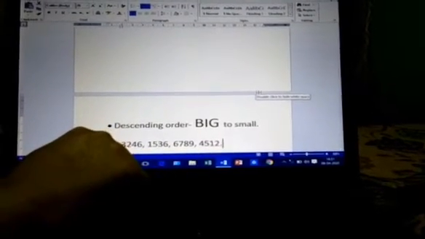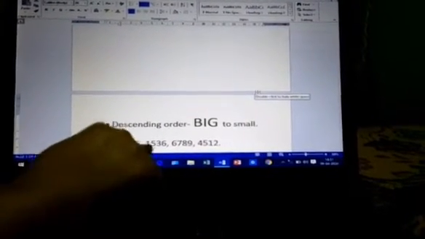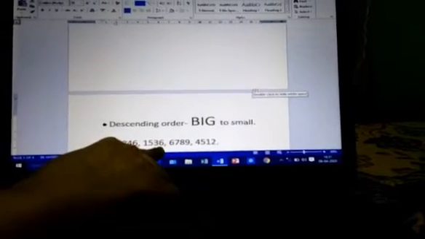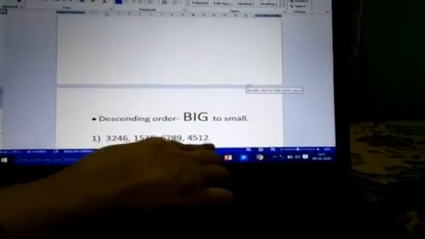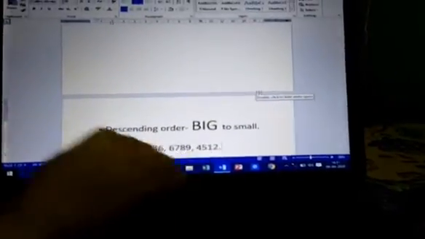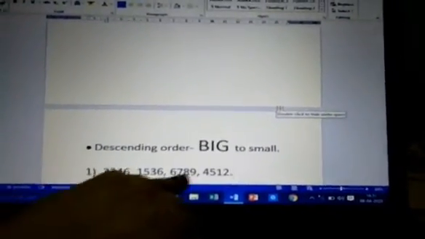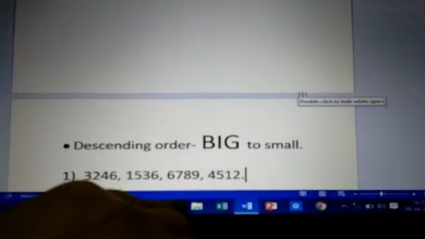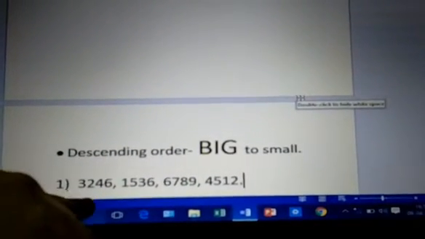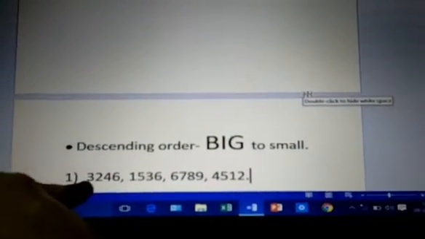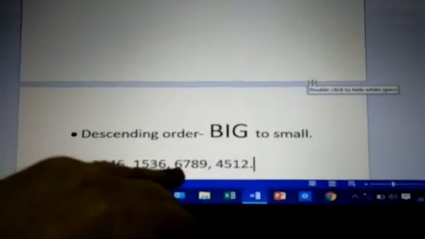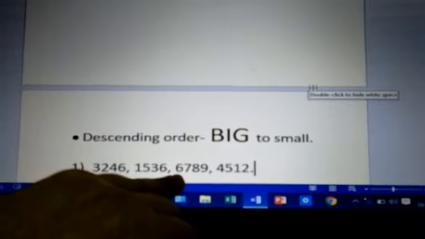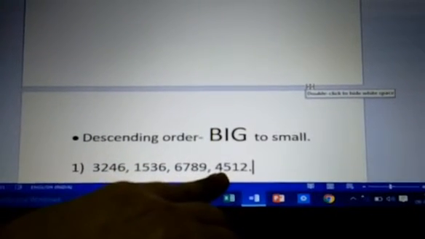The first question is 3,246, 1,536, 6,789, 4,512. Again you will see the number of digits. All the numbers are having 4 digits. Okay, so the next step we will move on to the place value. Thousands place we are having 3. Here thousands place we are having 1. Over here thousands place we are having 6. And over here thousands place we are having 4.